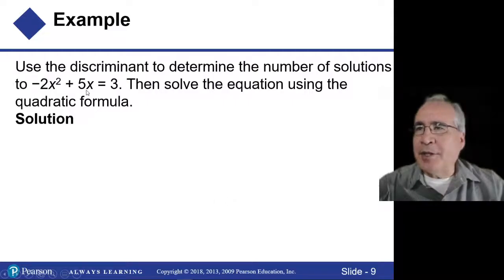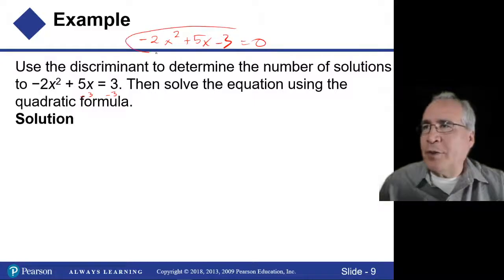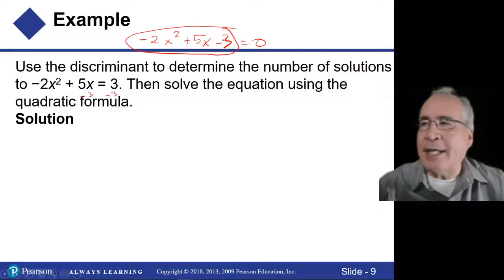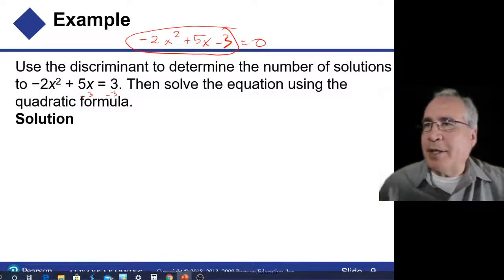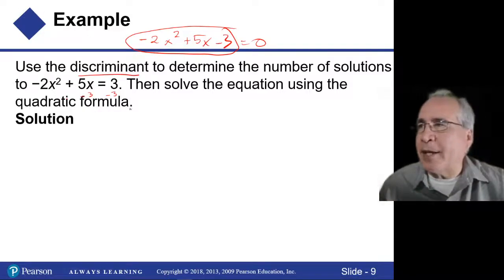Okay, so we're going to do this one. Again, what we want to graph, though, is we want to subtract the 3 from both sides. So what we're going to graph is negative 2x squared plus 5x minus 3 equals 0. And again, we just graph this, and then we're looking, are there any x-intercepts? Because they just say use the discriminant. So we said, I'm not going to listen to you. I got a better way.